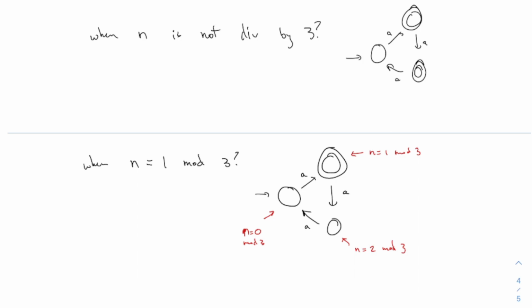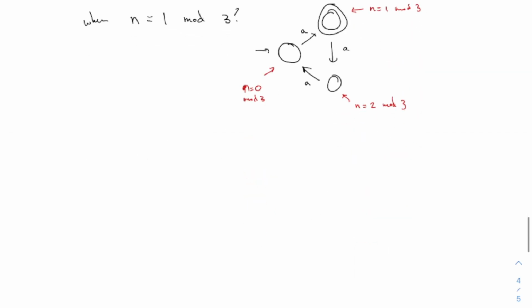What about accepting a to the n when n is a prime number?